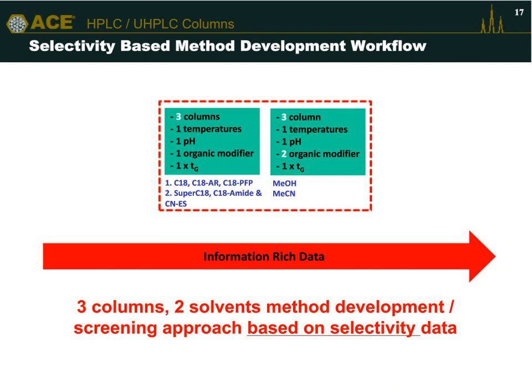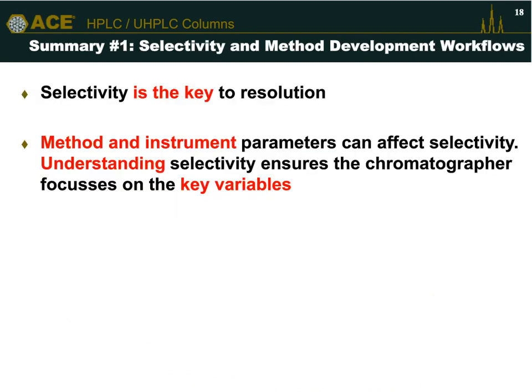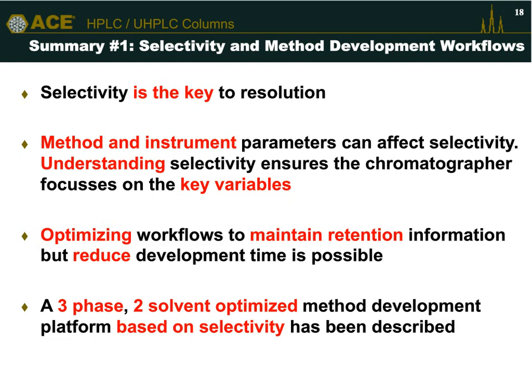So to summarize the first section of what I've talked about, hopefully what you've seen is that selectivity is the key to resolution. Alpha really is powerful with regards to method development and resolution of compounds. And I've shown you that many different method, mobile phase in particular, and instrument parameters can affect selectivity. And if we understand which ones are more powerful than others, we can focus on those key variables that are going to give us more information for the injections that we do. You can optimize your workflows, as I've shown, where you can reduce multiple different parameters down to far fewer parameters, but hopefully retaining key retention information.